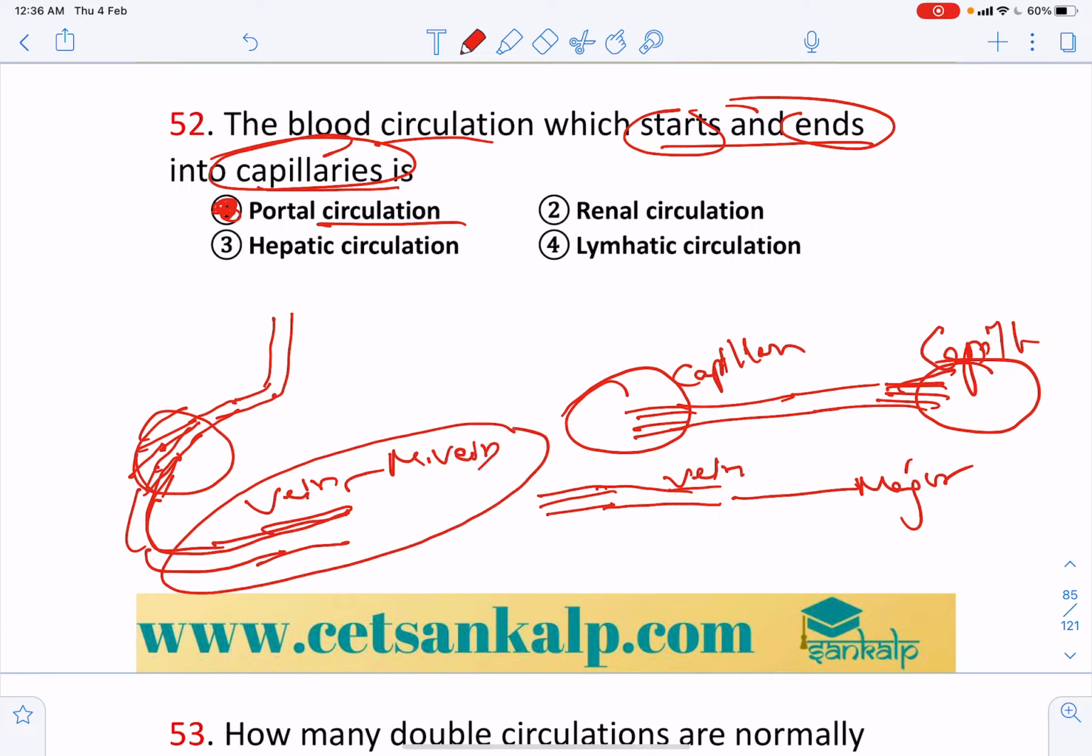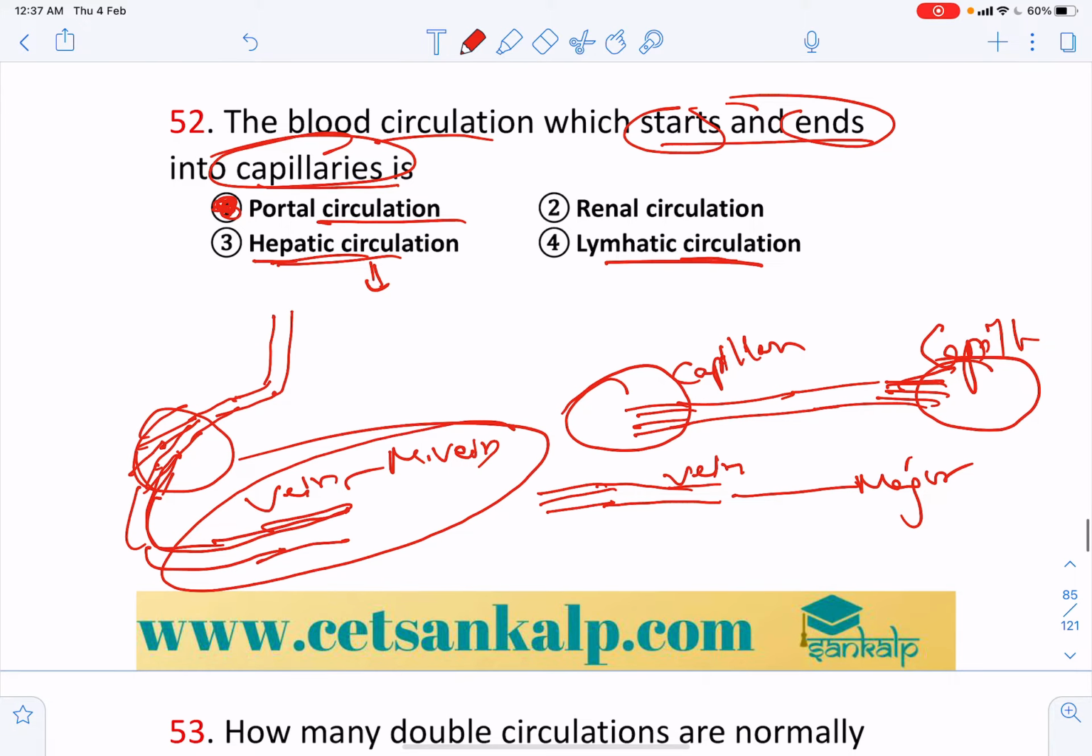So here we won't consider this as a portal system. In the hepatic system, the liver, that is surrounded by the hepatic capillaries, there we can say that the blood supply is by the hepatic vein.